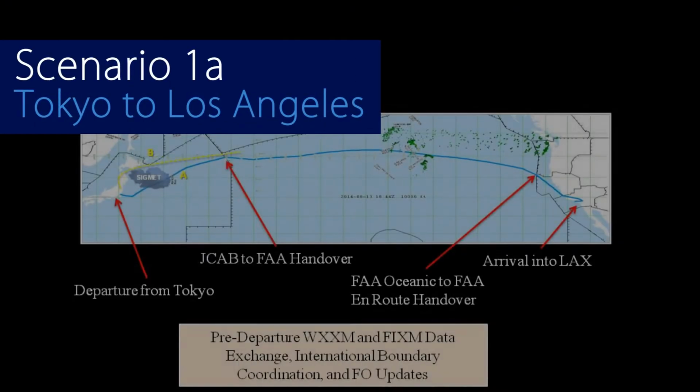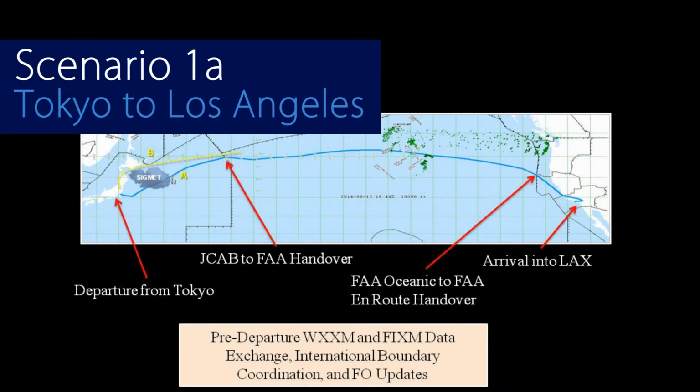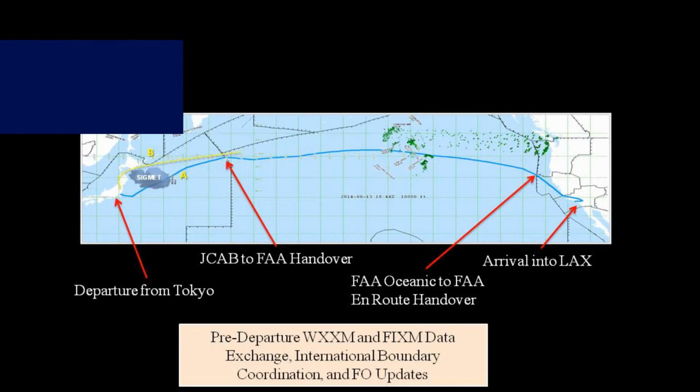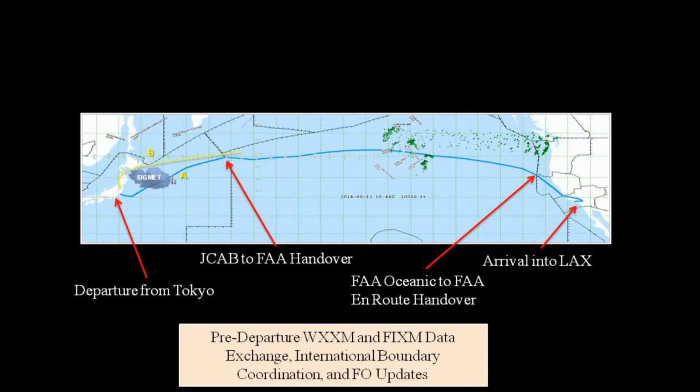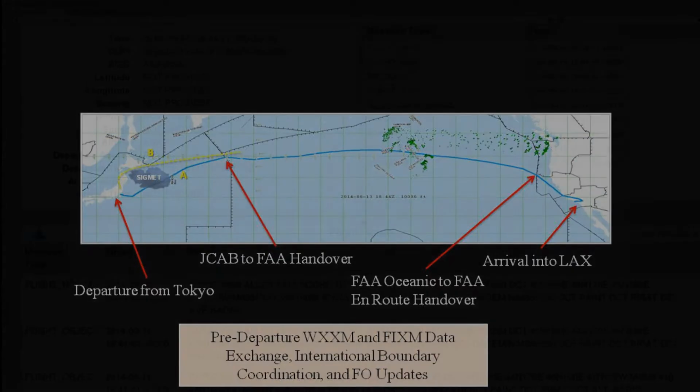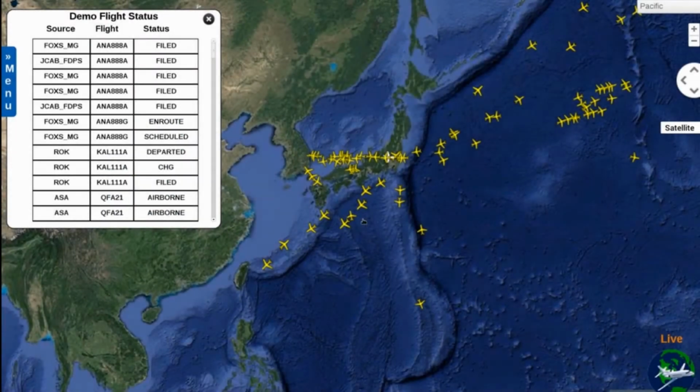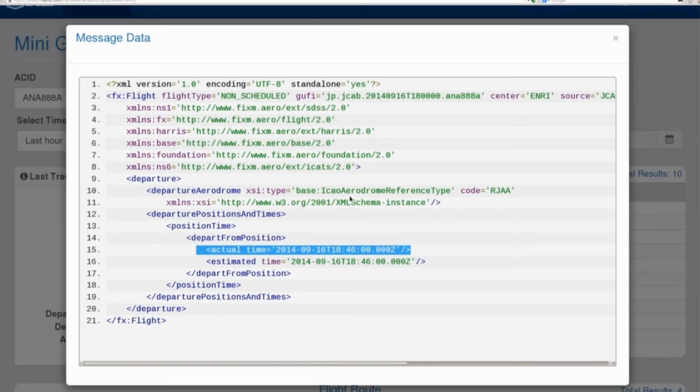Scenario 1A was divided into 4 parts to demonstrate the coordination of a boundary crossing between air navigation service providers using AIDC messaging via Mini Global. Departure. JCAB provided FIXM data for the flight departing from Tokyo, publishes FIXM formatted data, and manages flight objects.